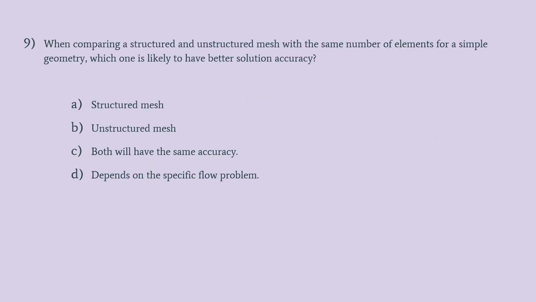Moving to next question. When comparing a structured and unstructured mesh with the same number of elements for a simple geometry, which one is likely to have better solution accuracy? Options are option A, structured mesh, option B, unstructured mesh, option C, both will have the same accuracy, option D, depends on the specific flow problem. You can try to answer the question.